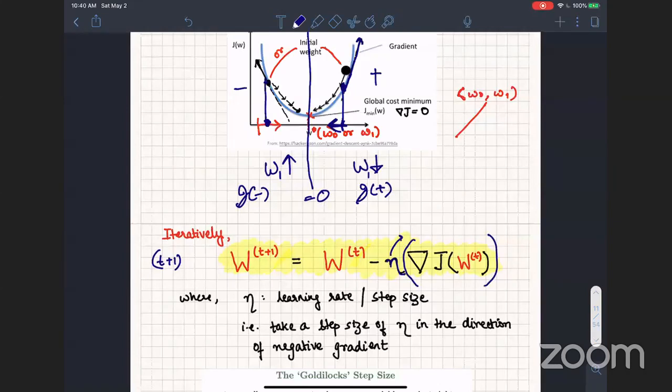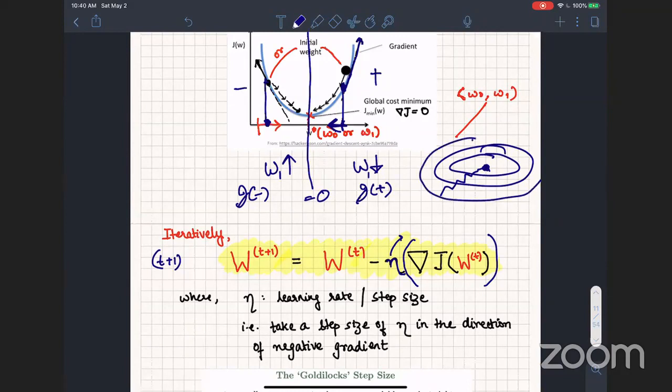So what it means is you are taking small steps towards the center of these level curves. When you're starting from the outermost side here, your target is to keep taking these steps in the direction with an amount of change called delta j. That is the term which you need to subtract from w in order to move towards the minimum.